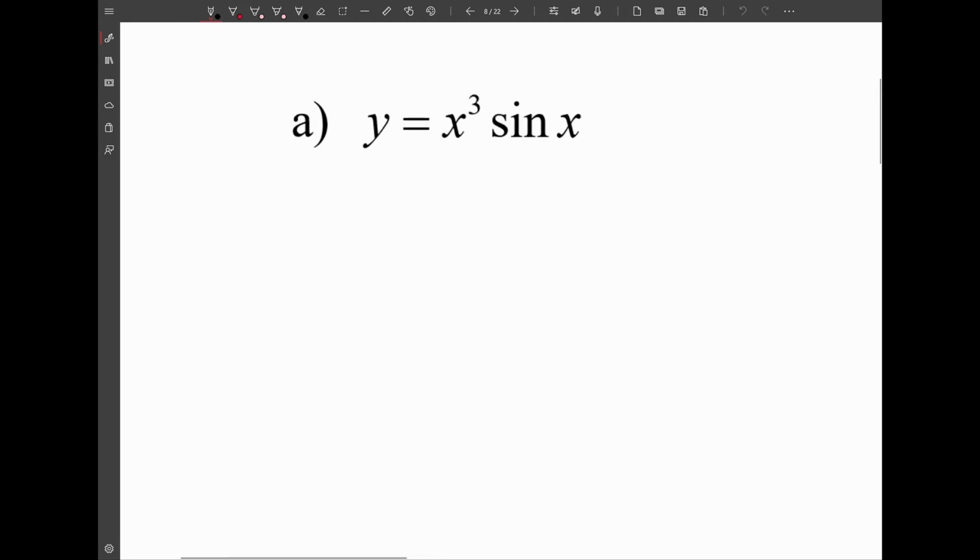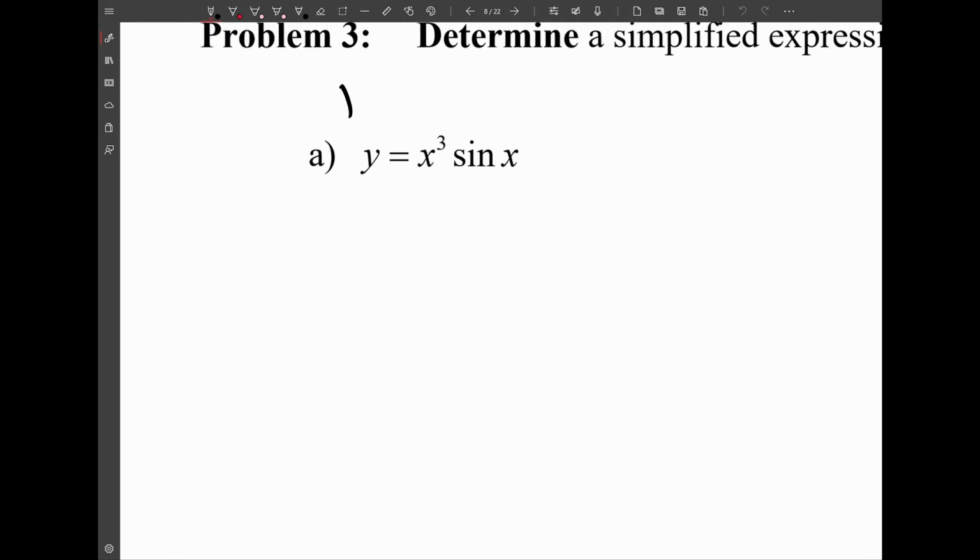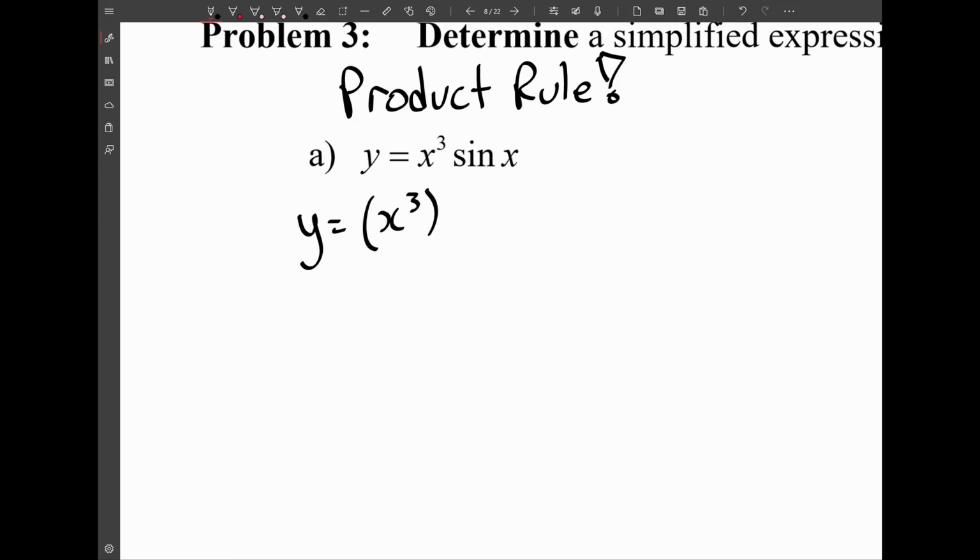y is equal to x cubed times sine of x. So when we look at this, the first thing we should think is this is totally a product rule problem. We've got ourselves two functions of x being multiplied together. That's product rule. So let's break this down. x cubed and sine of x are our two functions. I'm going to call this guy my f and this guy my g.